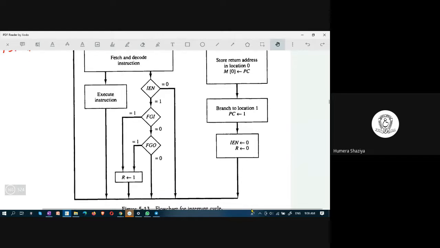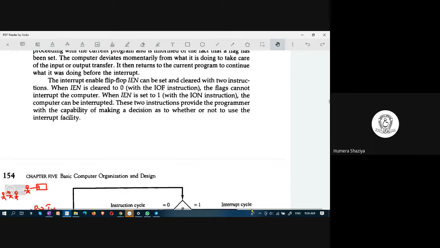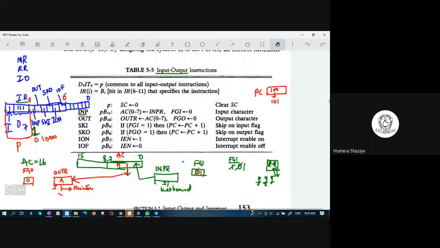Here the processor checks, is IEN 0? What is IEN? Please recall, IEN is the interrupt enable flag. I means interrupt, EN means enable. If it is 1, interrupt is on. If it is 0, interrupt is off.